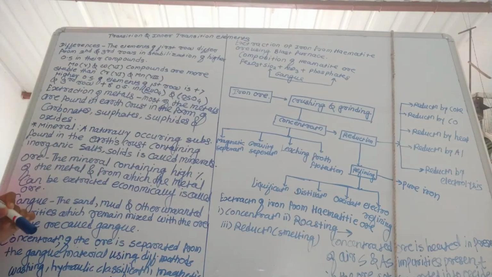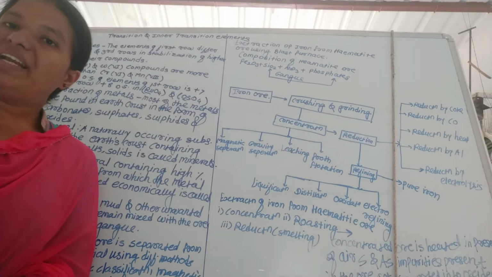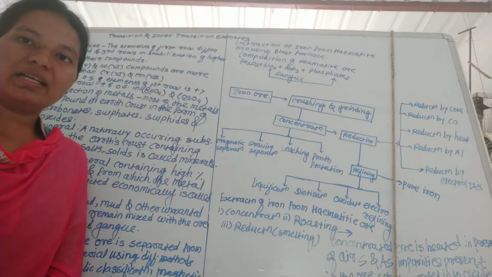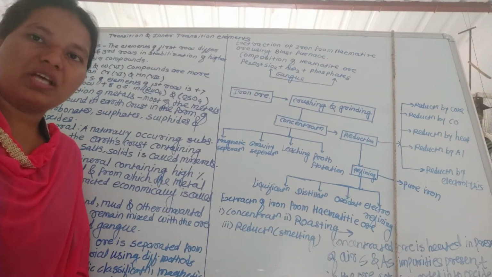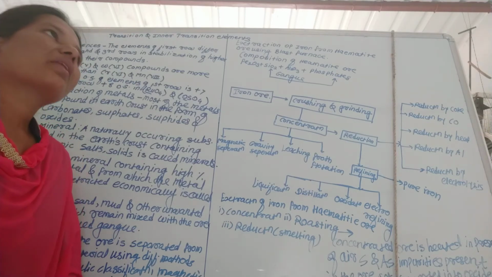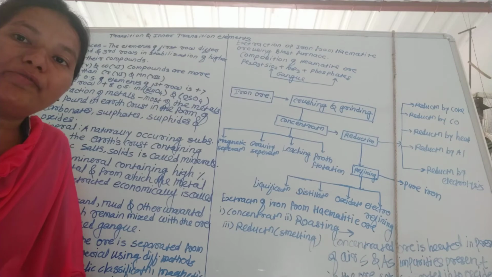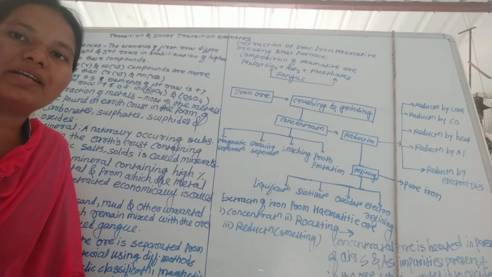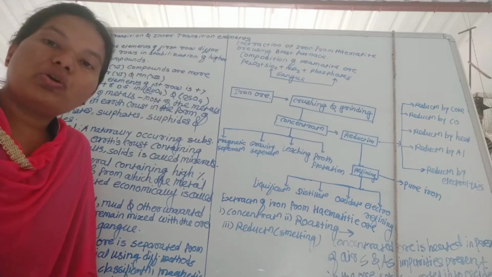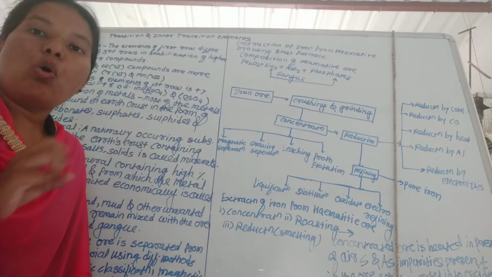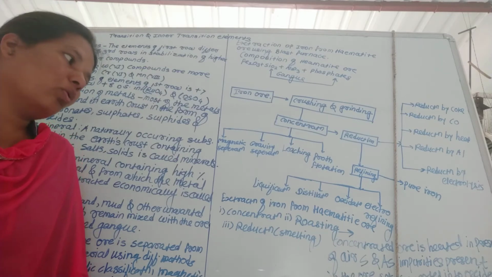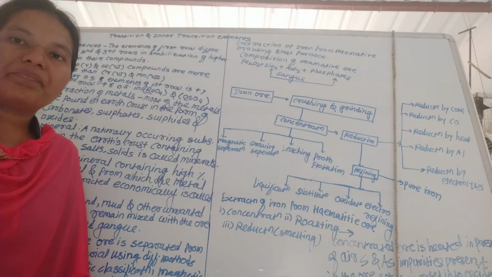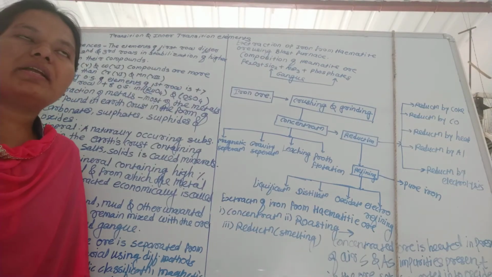Then extraction of metals. You know how to extract a metal? Metal is not present in the free state. It is present in a combined state, in its carbonate, sulfide or oxide forms. From these carbonates, oxides or sulfides you can obtain the pure metal. Extraction of the metal means that from the ore you can obtain the pure metal by various steps, such as concentration of ore, reduction and roasting. By this process you can separate your pure metal.